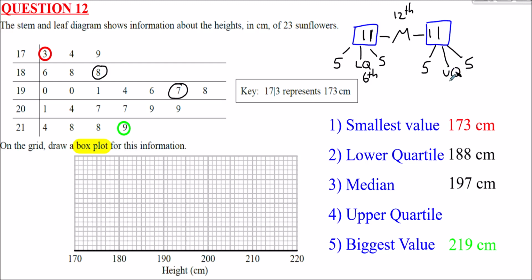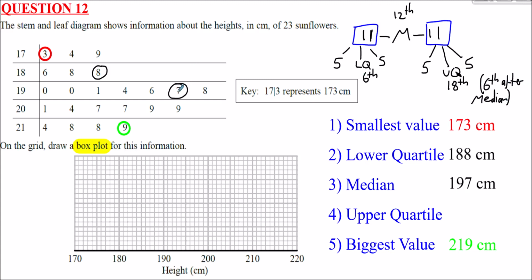So the upper quartile is 6th out of these 11. So we've got the median, which is 12th, then 6 on after that, the upper quartile will be the 18th. In other words, it's going to be the 6th after the median. So I'll just add this in as well. So it's the 6th one after the median.